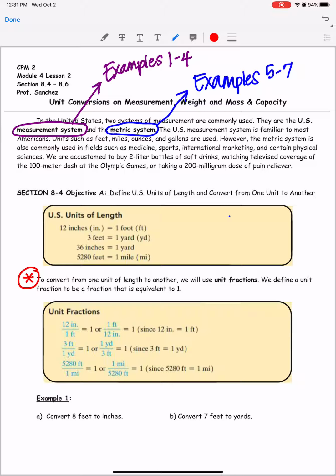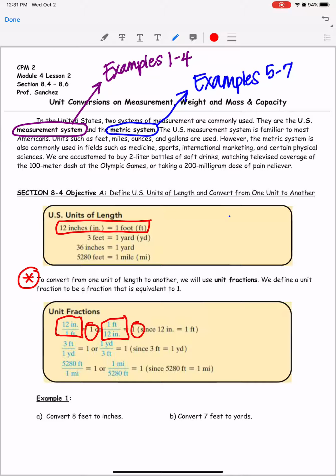Now, it says right here that to convert from one unit of length to another, we will use unit fractions. We define a unit fraction to be a fraction that's equal to 1. So for example, because 12 inches equals a foot, it does not matter if I do 12 inches over 1 foot or 1 foot over 12 inches. It's the same length no matter if I'm in feet or inches. And so they are equivalent.